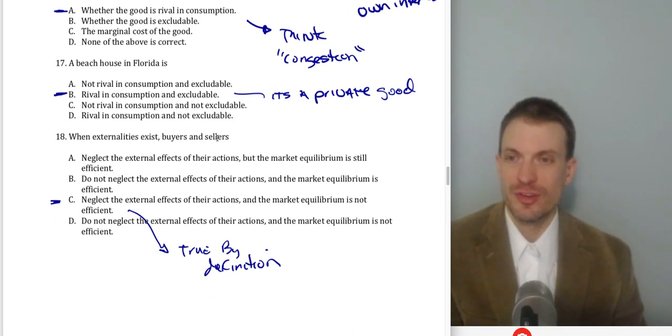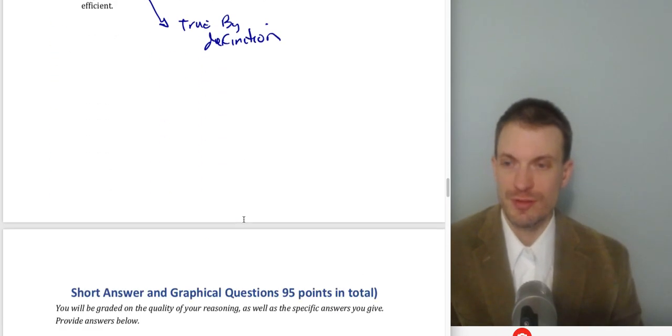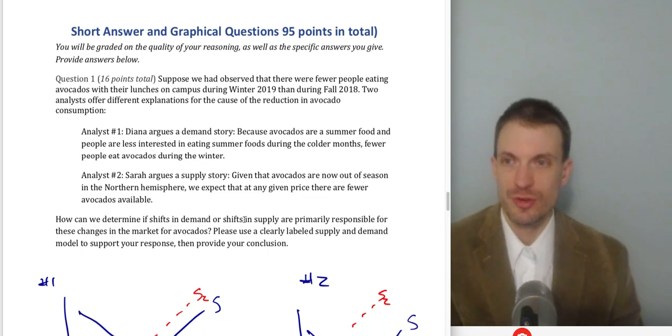When externalities exist, buyers and sellers neglect the external effect of their actions, and the market equilibrium is not efficient. This is just true by definition. That's what externalities do, right? The external effect on bystanders is not salient, and it's difficult to quantify, so you just neglect those external effects. And then the market equilibrium that we get is going to be inefficient relative to what would be the socially efficient outcome that takes into consideration those issues.